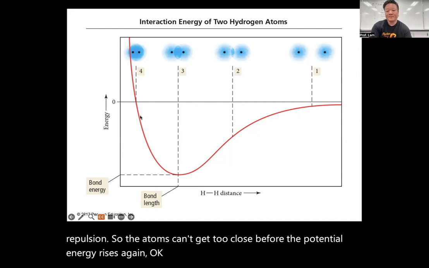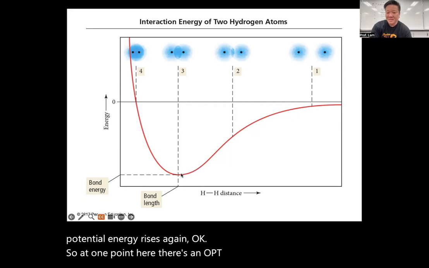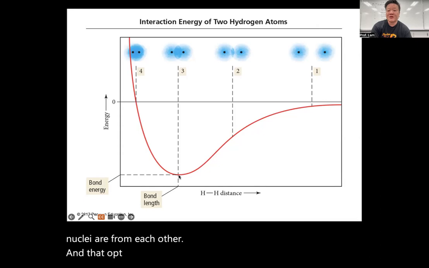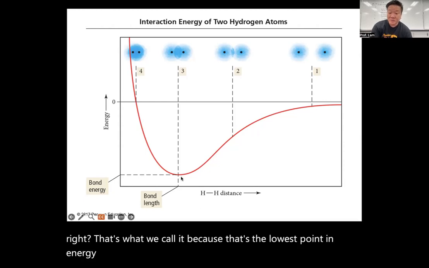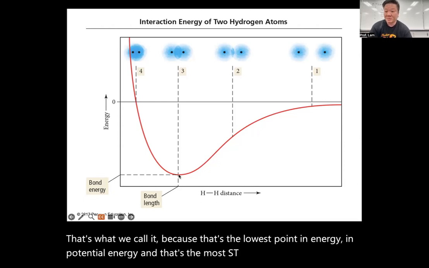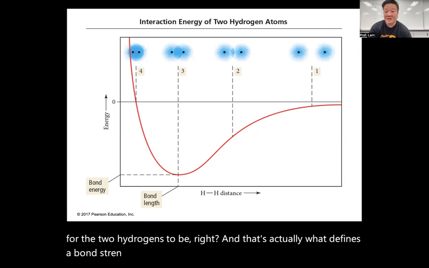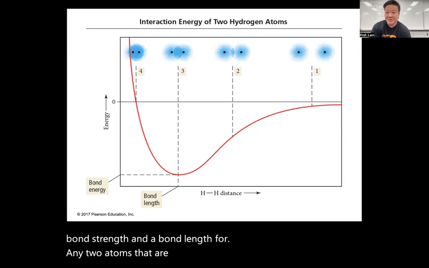Okay. So at one point here, there's an optimum distance that the two nuclei are from each other. And that optimum distance is where you have an energy well, right? That's what we call it, because that's the lowest point in potential energy, and that's the most stable, most optimum spot for the two hydrogens to be, right? And that's actually what defines a bond strength and a bond length for any two atoms that are in a bond like this, right?